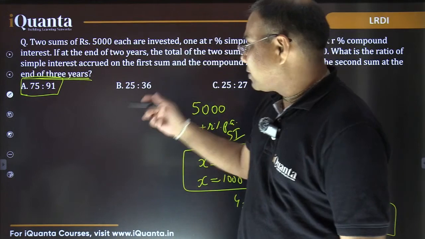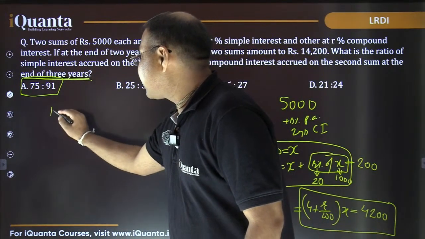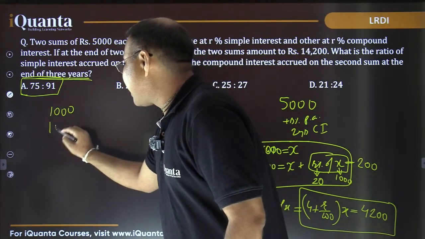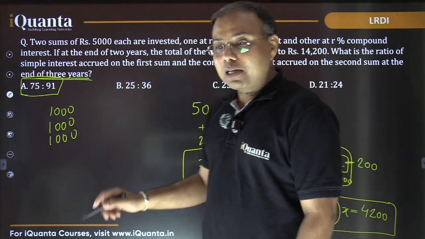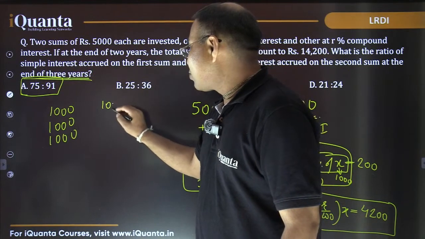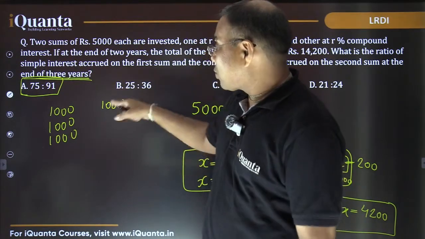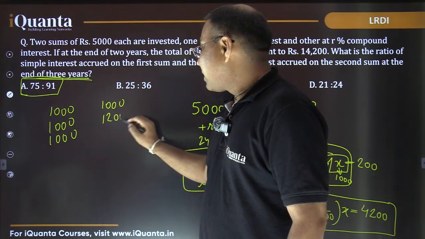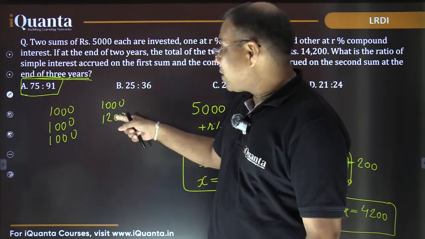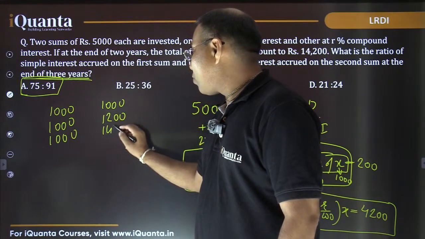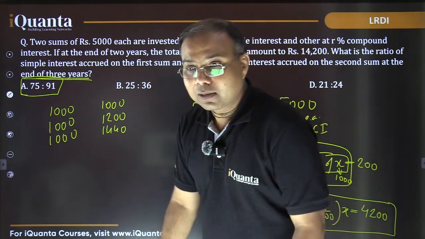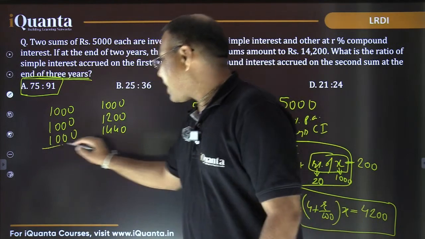So let's check now. In the simple interest case, first year ka interest 1,000, second year again 1,000, third year again 1,000. Fine. In case of compound interest, first year's interest 1,000, second year's interest plus 20%, that is 1,200, and in third year again adding 20% to this, that is 240 to be added. That will become 1,440. Is it fine? Is it fine?